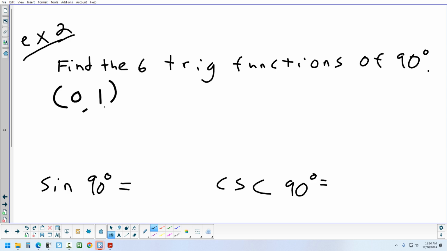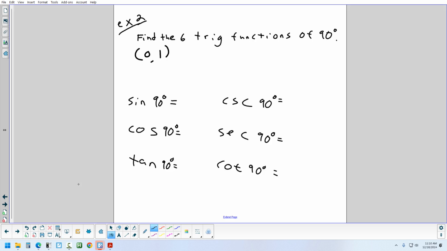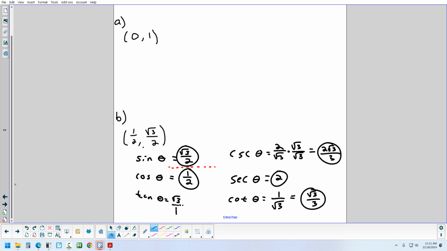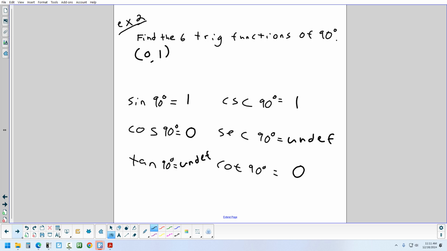Now, I think we did this one in the homework. What's the sine of 90? 1. Cosine? 0. Tangent? Undefined. Cosecant? 1. Secant? Undefined. And cotangent? 0. Yep. So the only difference between this problem and the last problem is that in the last problem, all you had was a location and you didn't know the angle. This time, they gave you the angle, but you had to figure out the location and then do the problem.